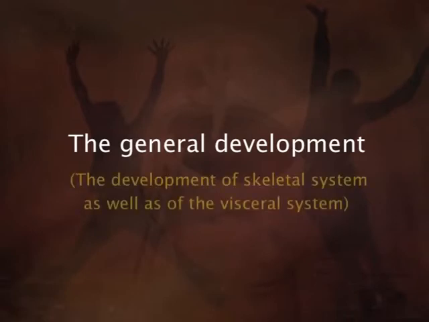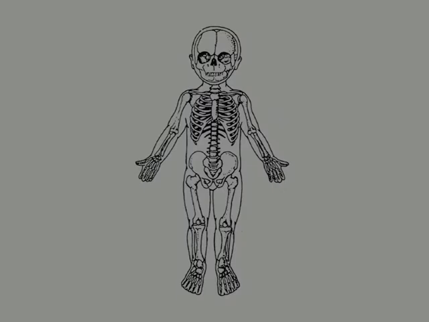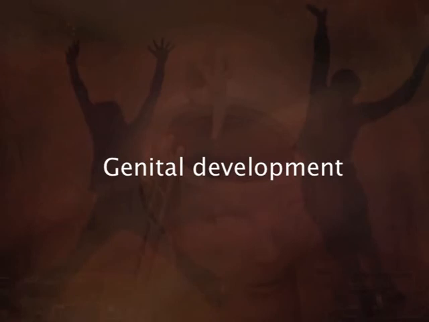The next type is of the general development, and this includes the development of the skeletal system as well as of the visceral system. The skeletal system includes the bones that support and shape the body. The growth of the skeletal system is rapid at birth. The development of the viscera, such as of the respiratory and vascular organs, happens at the same rate as that of the bones and the muscle tissues. The last type of development is of genital development, and this occurs markedly after pubescence.